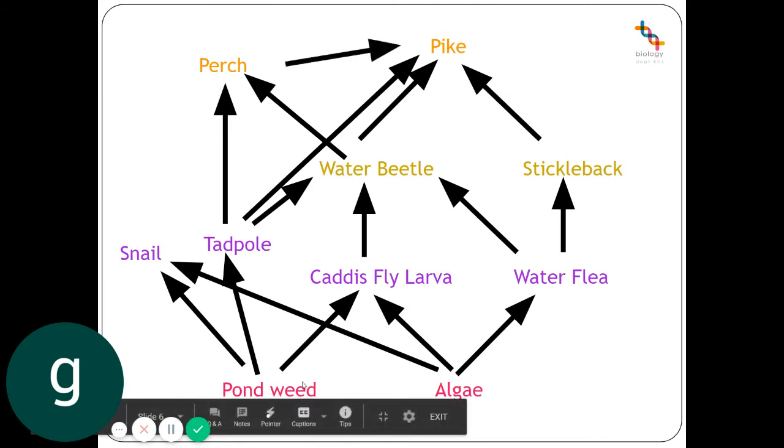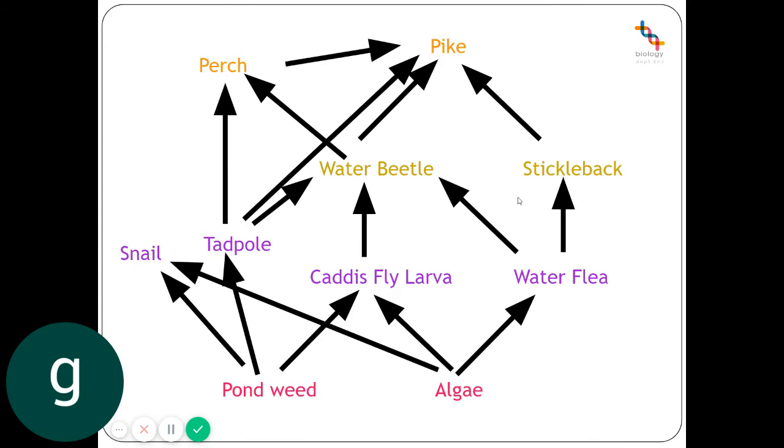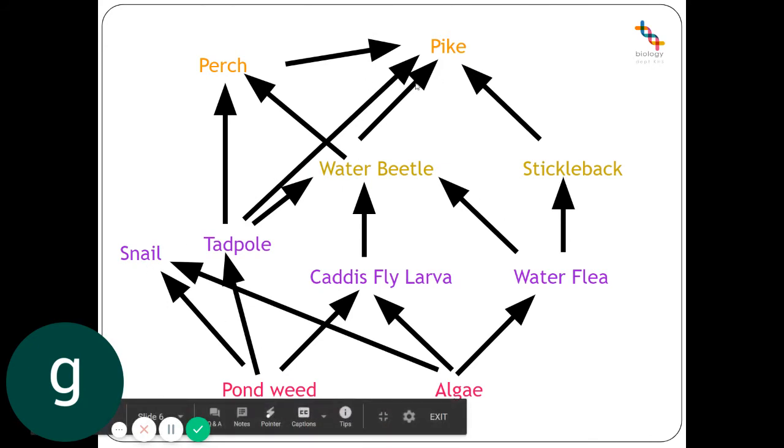So this food web goes from pondweed. You can follow any of the food chains within this food web. So if we start with pondweed and we want to get to pike, we can go caddisfly larvae to water beetle to perch to pike, or we can go tadpole to water beetle to perch to pike, or tadpole to perch to pike, skipping water beetle. So you can see you can follow this energy around.